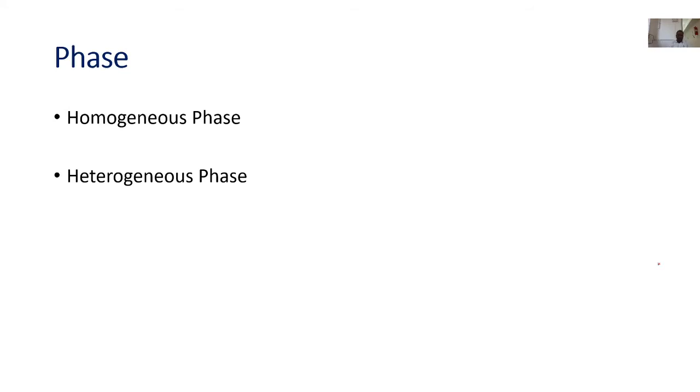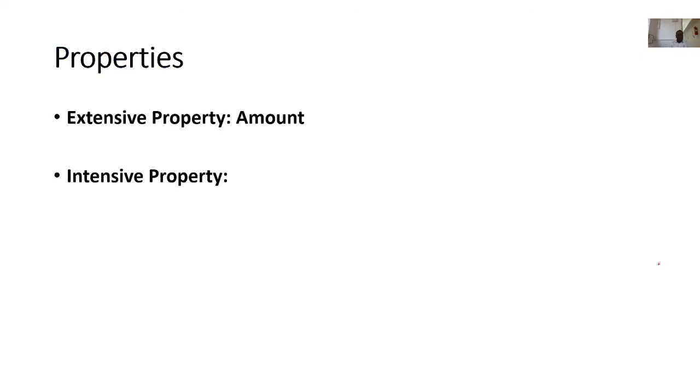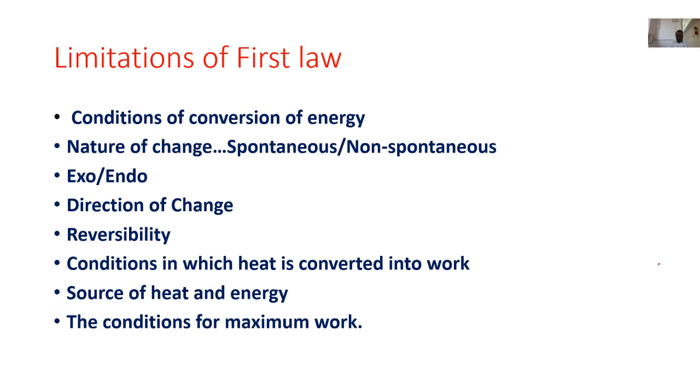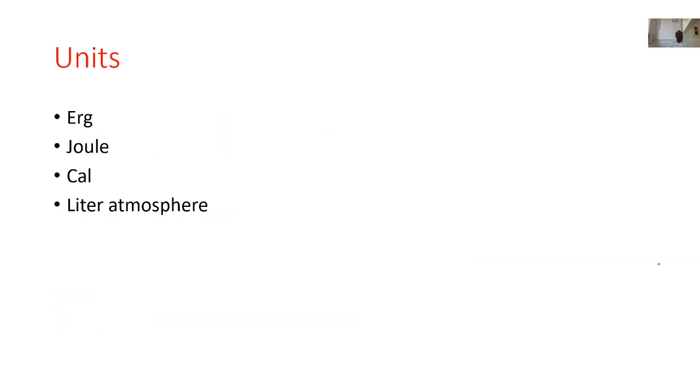What is meant by function? That also we have seen. We have seen the phase and different phases of the systems, homogeneous and heterogeneous phase. We have seen the properties, that is the extensive and intensive properties. Then we have seen the sign conventions that are used in the chemical energetics or in the first law of thermodynamics. Then we have seen the limitation of the first law of thermodynamics. Then the units that are used in thermodynamics and their interconversion that we have also seen.